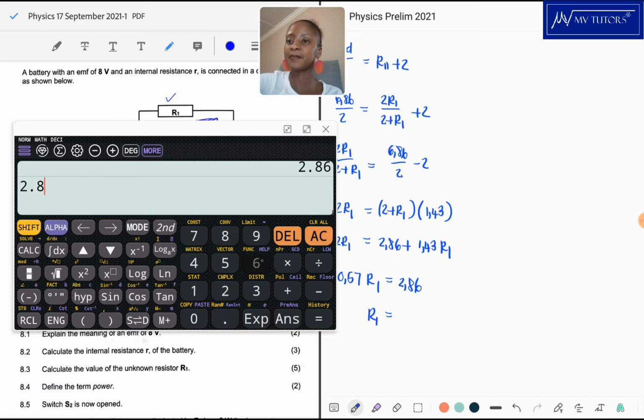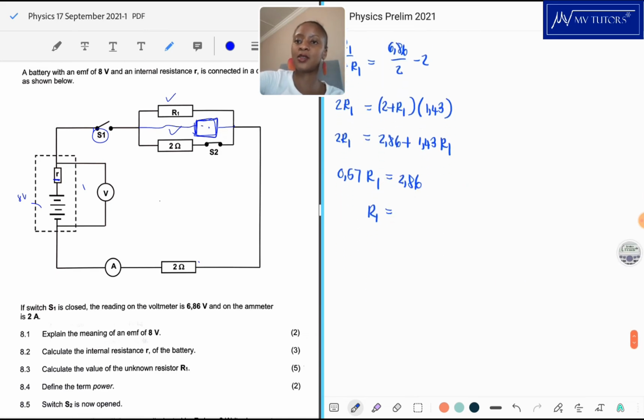2,86 divided by 0,57, we get 5,02. So there we have it, 5,02 ohm. And that is the value of the unknown resistor. 5 marks. Okay, I think this was worth 5 marks.